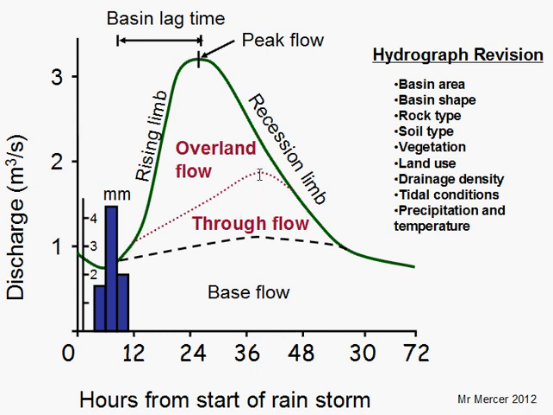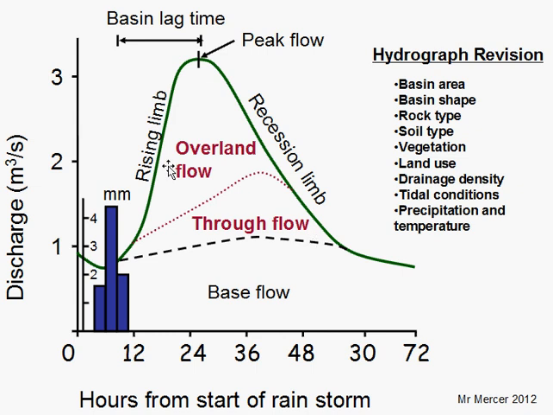And that goes some way to explain why its peak is later than the peak flow of the overland flow, because this water has to make its way through soil and rock to reach the river. The dashed line at the bottom here is base flow, and that shows the normal discharge rate of the river.